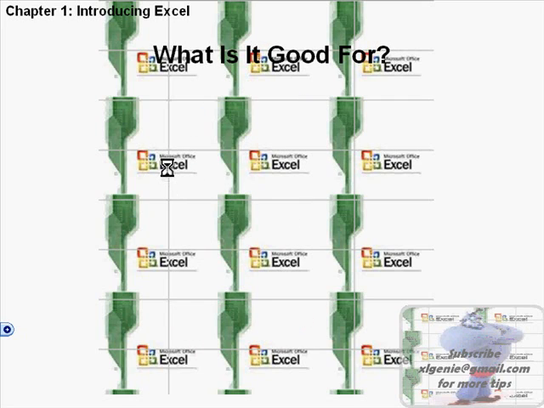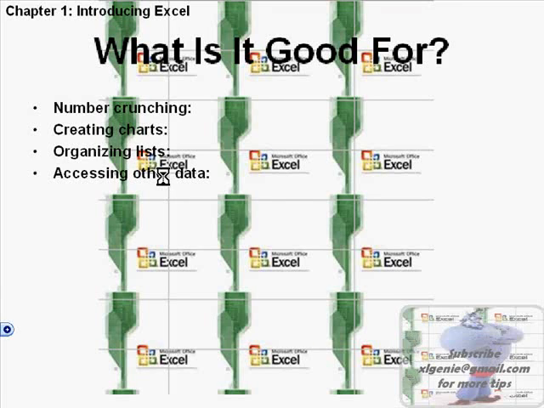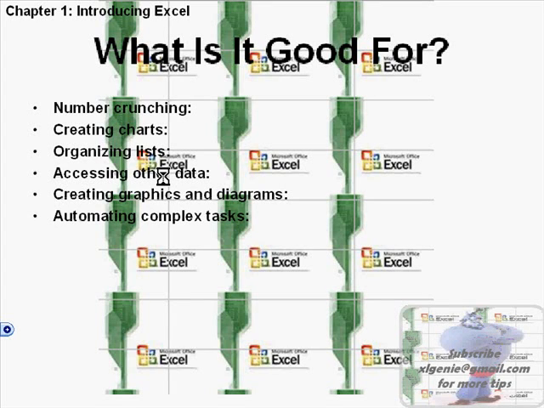First of all, we should know what Excel is good at. Excel is good at number crunching. It can help create charts. It can organize our complex lists. It can access other data. It can create graphs and diagrams. It can automate complex tools. And we'll see all these functions as we move ahead in our tutorial.